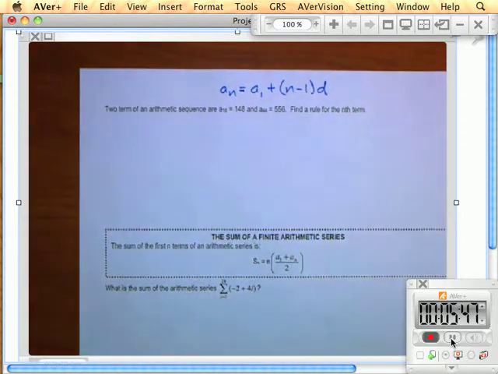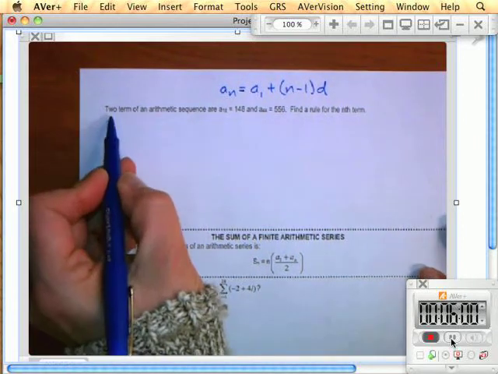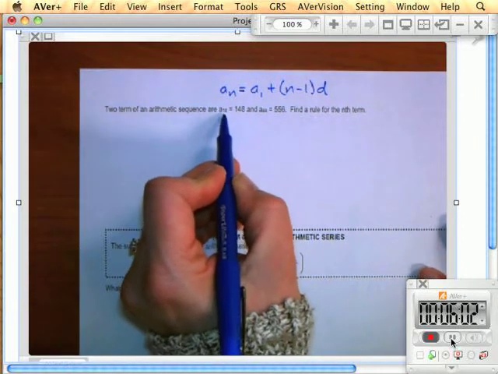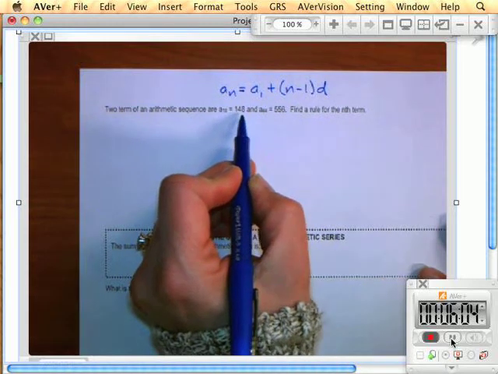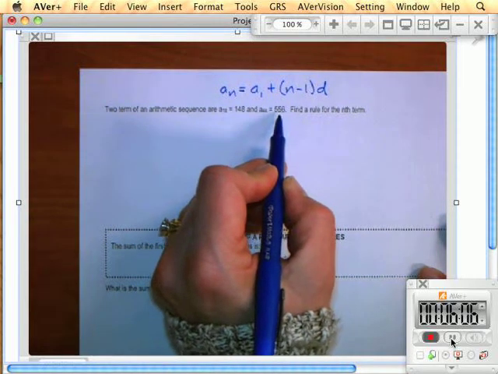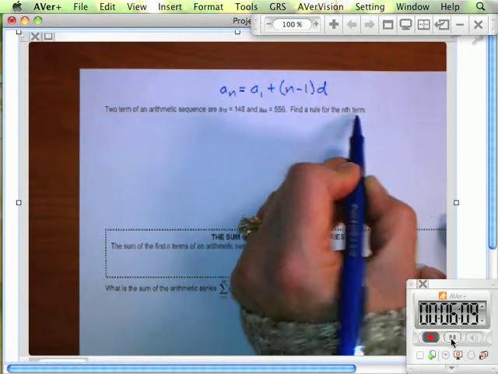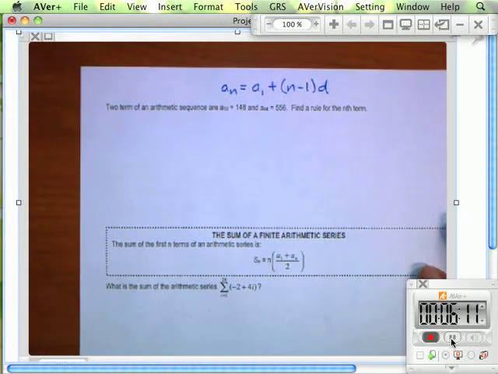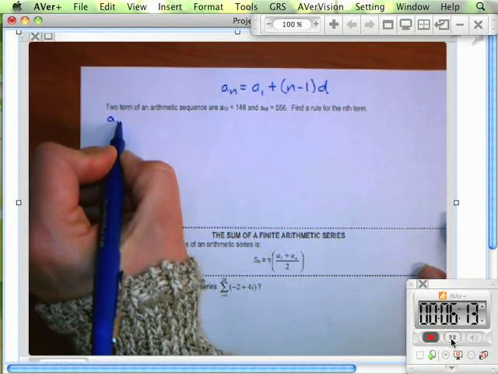Okay. This is a fun problem. Do you remember elimination in a system of equations? Well, you get to use it again. It says two terms of an arithmetic sequence are A of 10 equals 148 and A of 44 equals 556. Find a rule for the nth term. So I'm just going to write this here so you realize what you're working with.